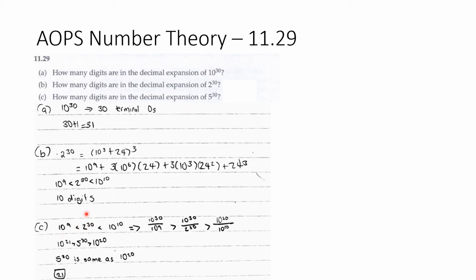C. How many digits are in the decimal expansion of 5 to the power of 30? So 10 to the power of 9 here is less than 2 to the power of 30, which is less than 10 to the power of 10. If we change it a bit, it turns into 10 to the power of 30 divided by 10 to the power of 9 is greater than 10 to the power of 30 divided by 2 to the power of 30, which is also greater than 10 to the power of 20 over 10 to the power of 10. And so 10 to the power of 21 is greater than 5 to the power of 30, which is greater than 10 to the power of 20. So 5 to the power of 30 has the same number of digits as 10 to the power of 20. So there's 21.